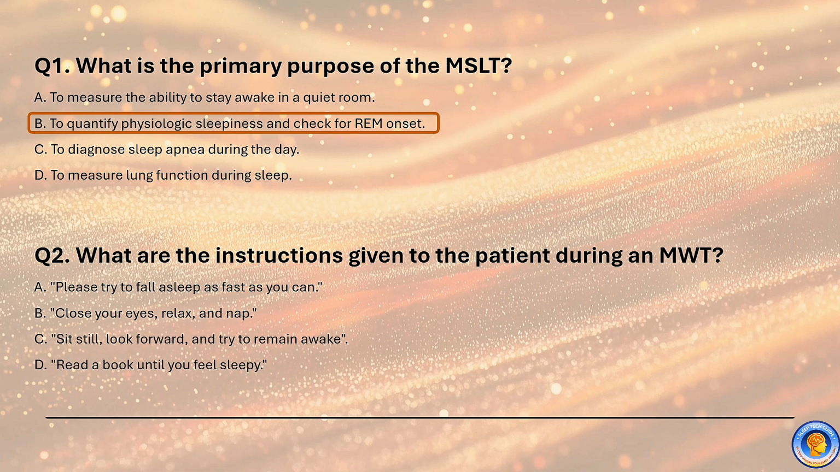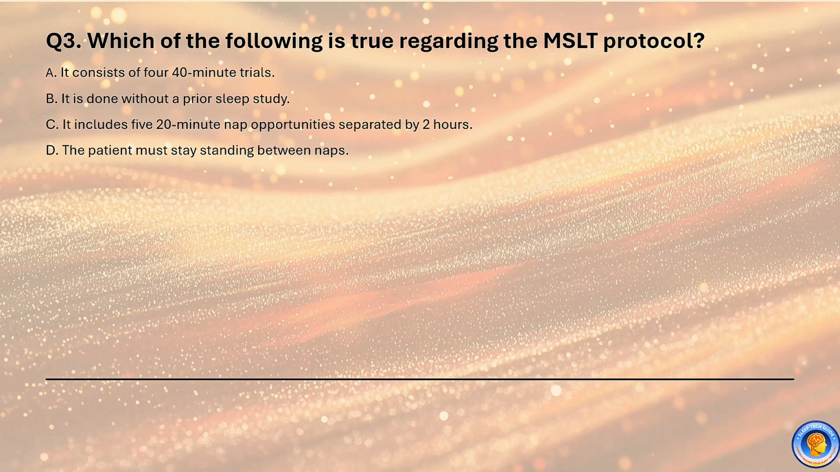Second, what are the instructions given to the patient during an MWT? Please try to fall asleep as fast as you can. Close your eyes, relax, and nap. Sit still, look forward, and try to remain awake. Read a book until you feel sleepy. So it is an MWT, and we assess the wakefulness and alertness during the test. So the answer should be sit still, look forward, and try to remain awake.